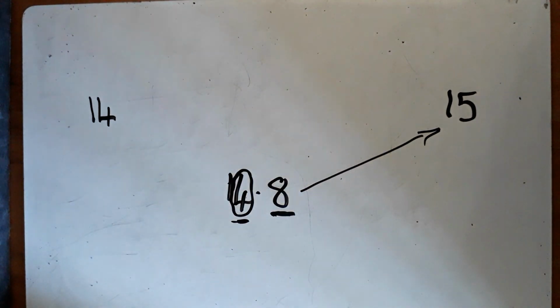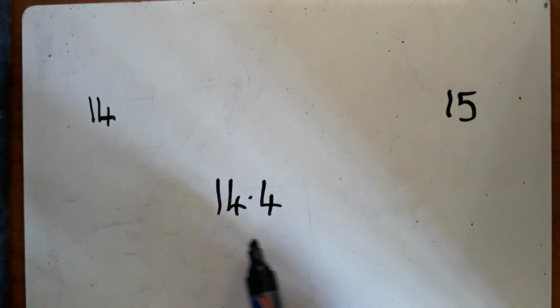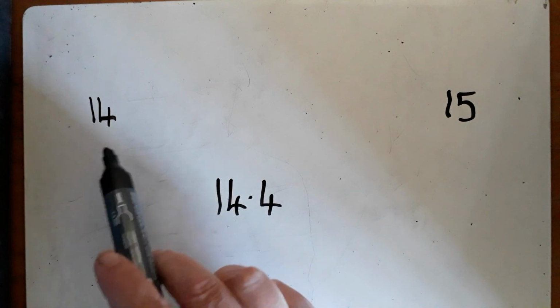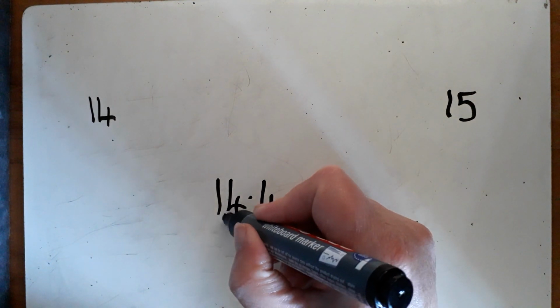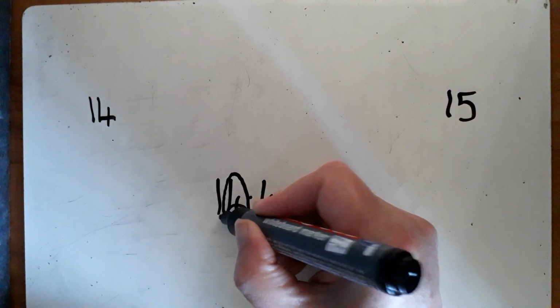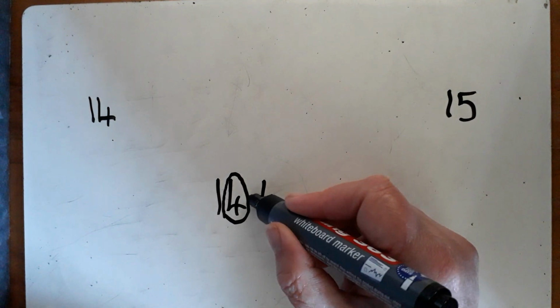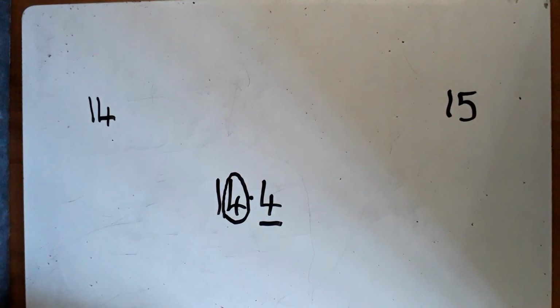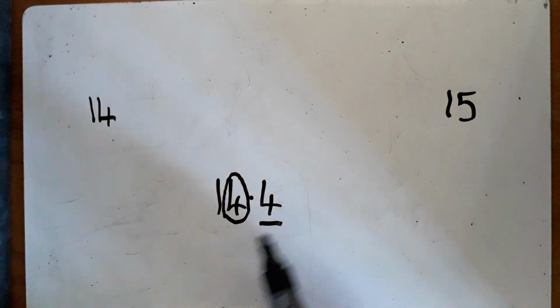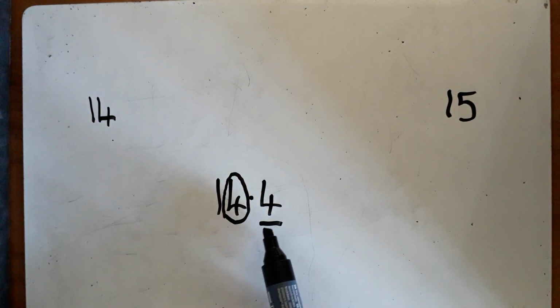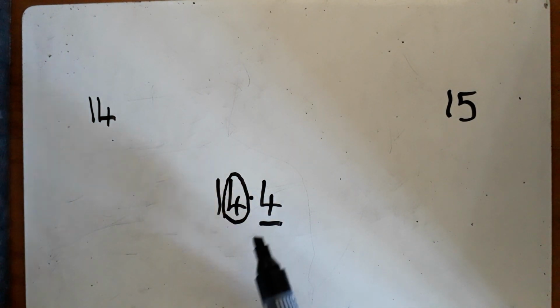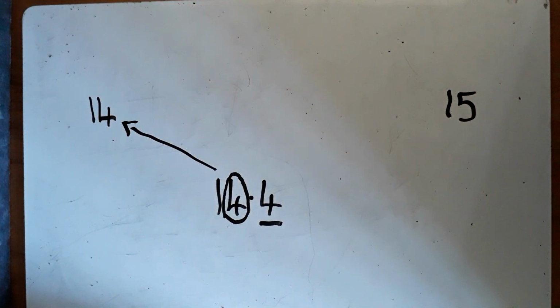Let's do another example. We've now got the number 14.4, which sits between 14 and 15, and we're rounding to our nearest whole number. We're looking in the tenths. As we've got a 4 in the tenths, it's going to round down to 14.